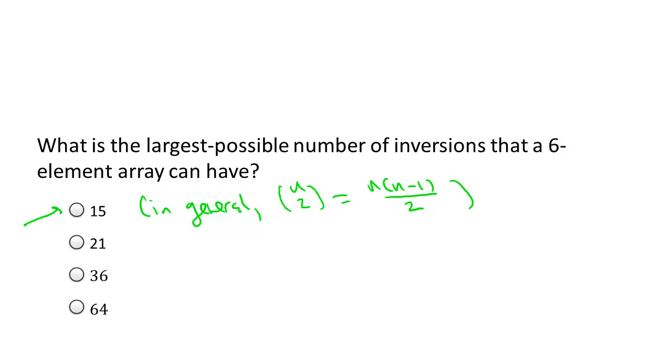The reason is the worst case is when the array is in backwards order, reverse sorted order, and then every single pair of array indices is inverted, and so the number of indices i, j with i less than j is precisely n choose 2. Let's now turn our attention to the problem of computing the number of inversions of an array as quickly as possible.